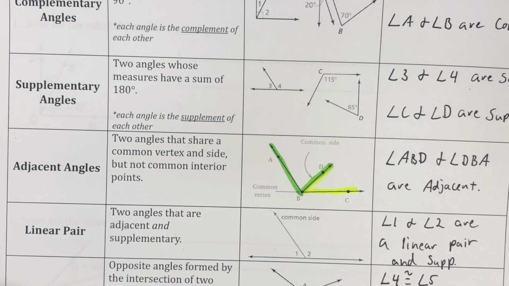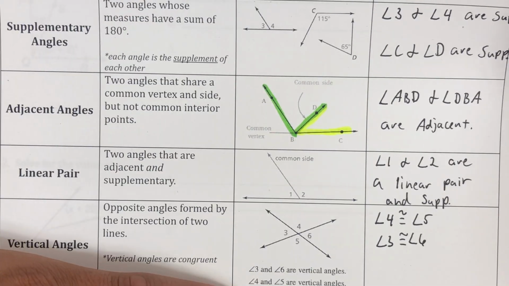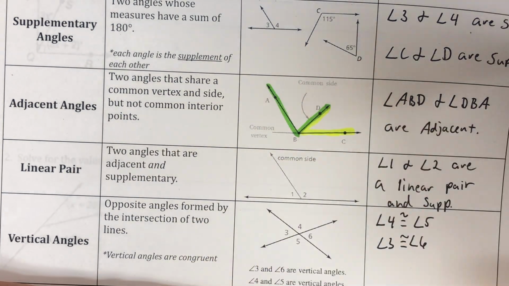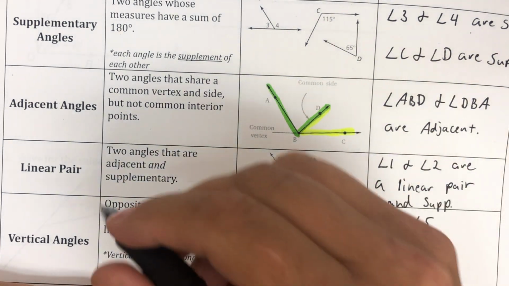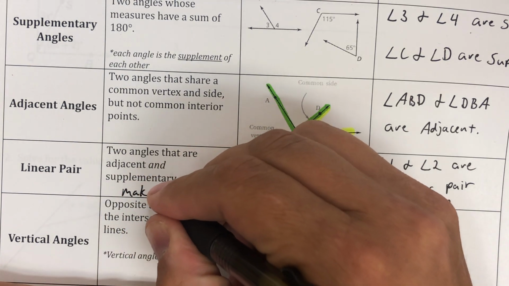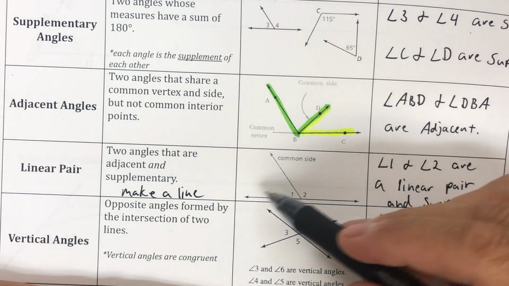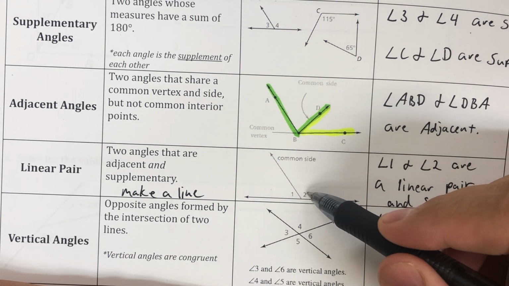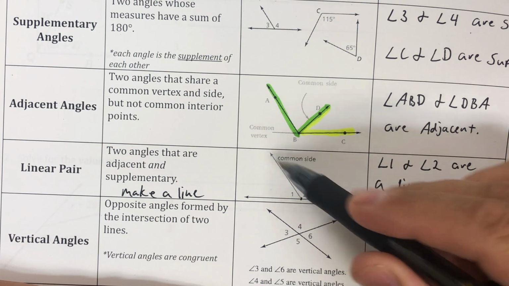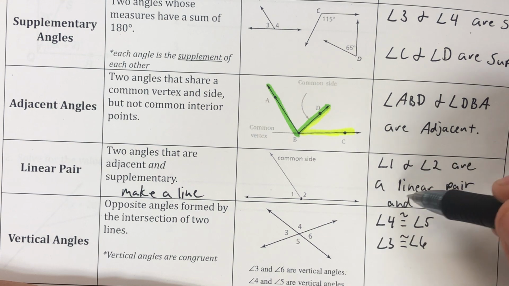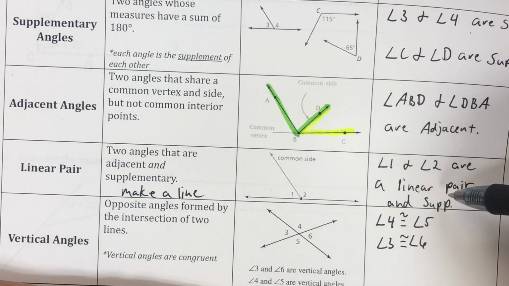They are adjacent. The linear pair, this is the big bad boy. We use this one a ton. Two angles that are adjacent and supplementary make a linear pair. Linear pairs make a line. In this diagram, angle 1 and angle 2 are adjacent. They share a vertex and a side, and they also form a line. So angle 1 and 2 are a linear pair, and linear pairs are always supplementary. They have to add up to 180 because it's a line.